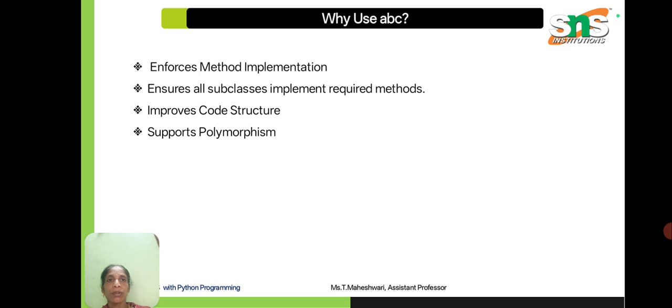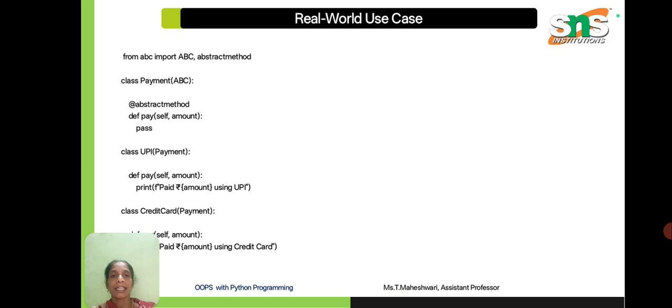Why we need to use ABC inside programming is that it enforces method implementation. A method is nothing but a functional implementation. To improve various function implementations over our programming, we can use ABC. It ensures all the subclasses implement the required methods. It also improves the code structure of Python programming. Finally, it supports polymorphism. Polymorphism means many forms of the functions and objects, but they can act accordingly.